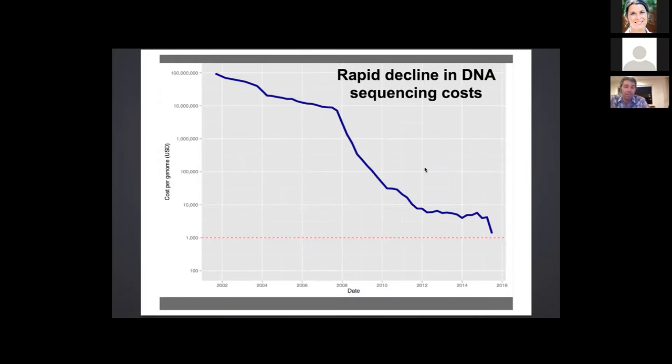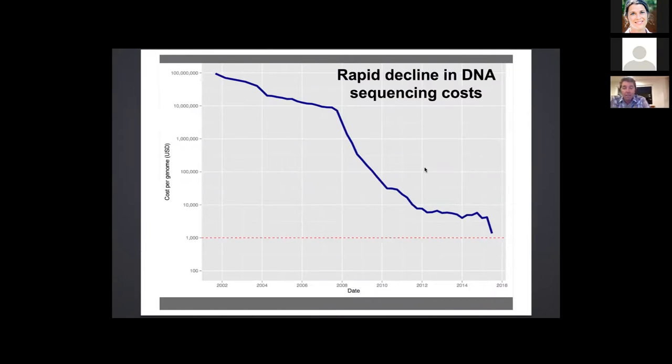So to give you a feel for this, this is the cost to sequence a human genome. Of course, we're not talking about human genomes here, but the technology is actually the same, whether we're talking about genes in bacteria or genes in humans. So in 2002, it cost $100 million to sequence the human genome. And now it's pretty close to about $1,000 per human genome. This is the cost of a brief office visit in many medical offices.